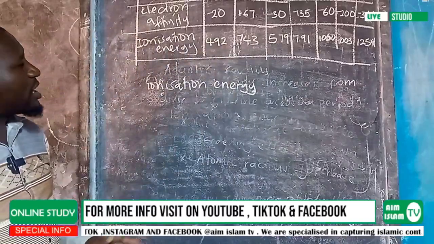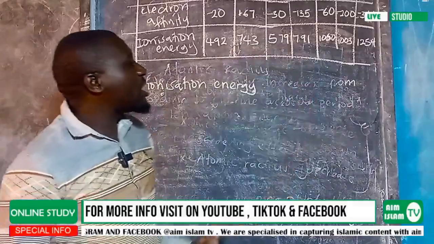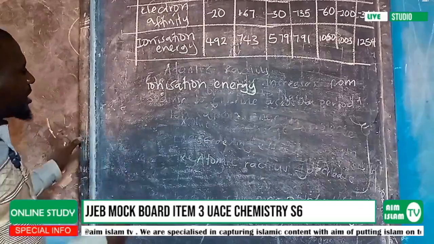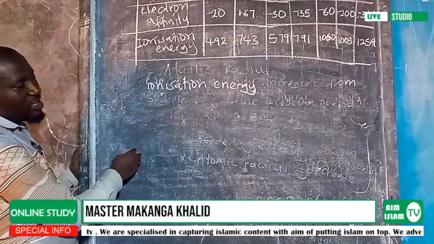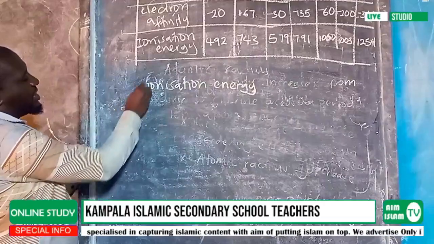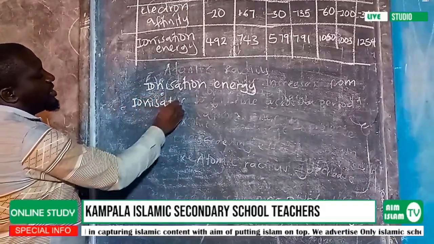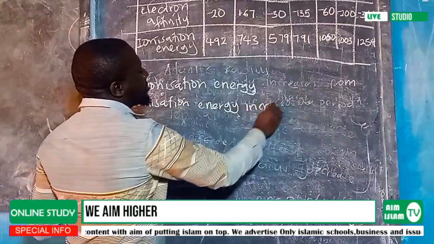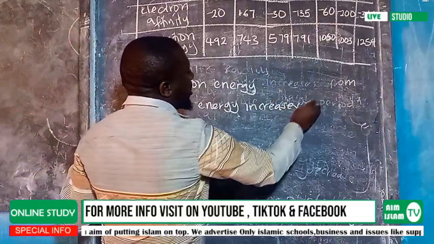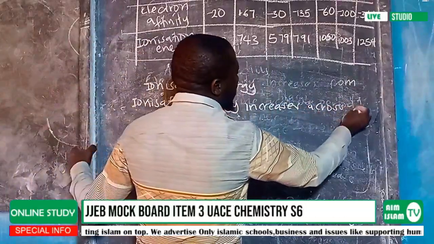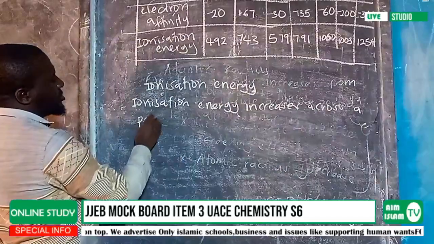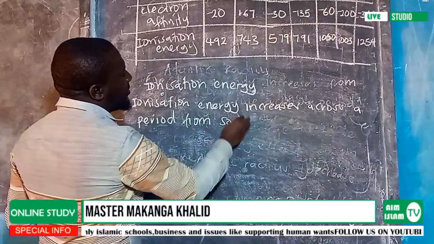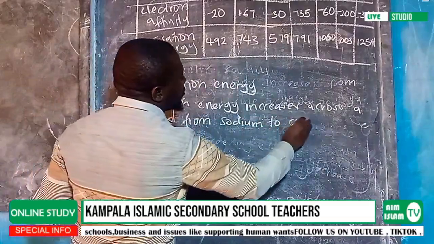Then the ionization energy values, their magnitude is also increasing when moving from sodium to chlorine. Still, for the explanation, you first set the trend: ionization energy increases across a period, from sodium to chlorine.